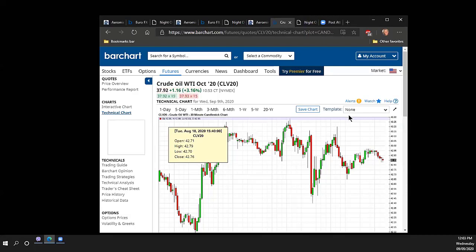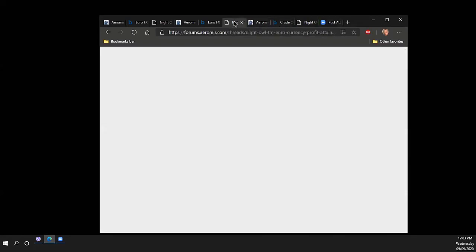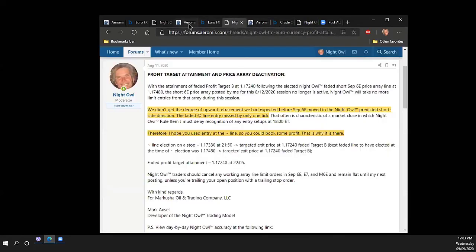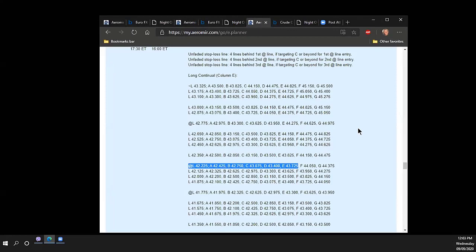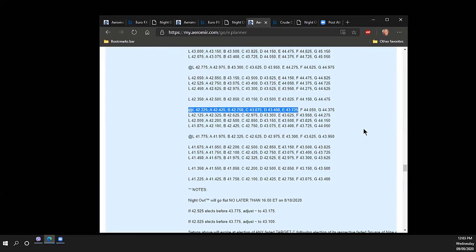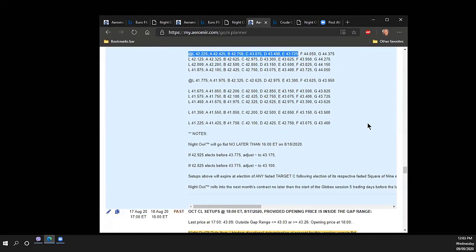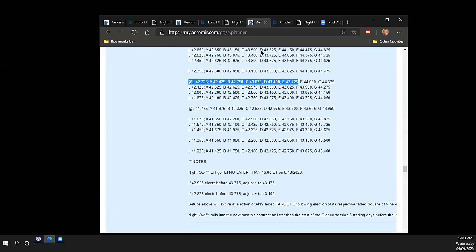Okay, so we have covered how to interpret a price array of Night Owl. I don't know if I have the ability to see questions, so I will. There aren't any questions, and we're the only ones left. So I think we probably need to wrap it up.